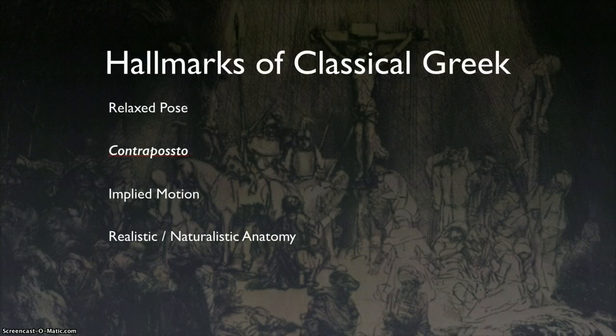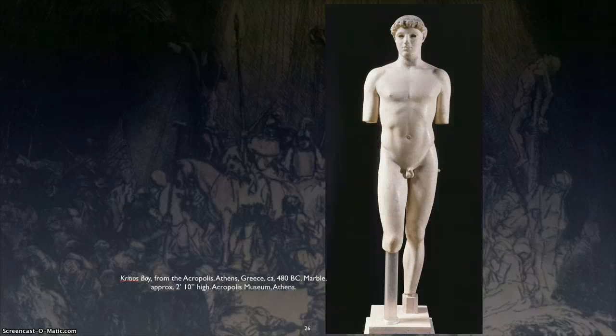So the hallmarks of classical are a relaxed pose, the contrapposto, which is an Italian word for the contrasting pose, implied motion, just a little bit, and then trying to be very realistic and naturalistic with the anatomy. And the first one we'll look at is the Critias boy. He's only almost 3 feet tall. He doesn't have feet, but there's something important going on here.